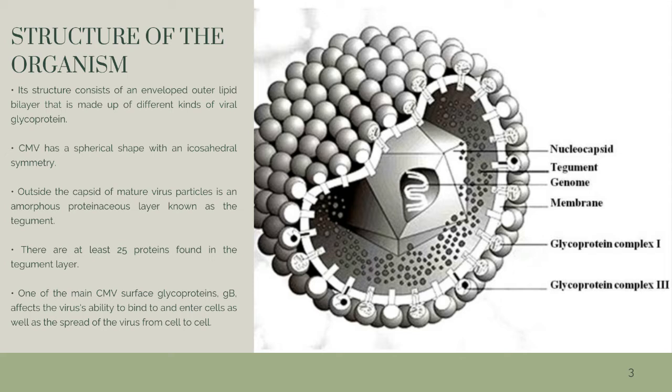One of the main CMV surface glycoproteins, gB, affects the virus's ability to bind to and enter cells as well as the spread of the virus from cell to cell. Another relatively common glycoprotein of CMV is gH, which serves as a target for complement-independent neutralizing antibodies.